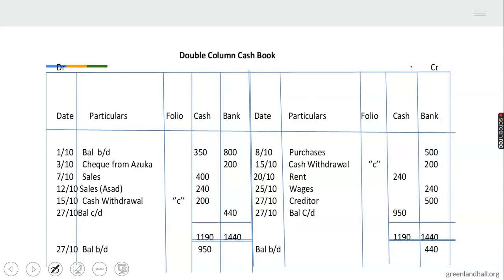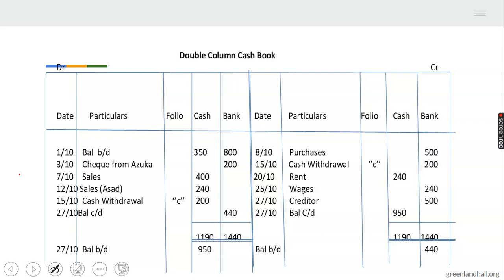Then 7/10, sales that were made, 400 naira cash. So it's going to be debited into the cash column. Then we have 8/10, purchases. So an amount of money was spent, and it was a check. So it's going to be credited to the bank column.